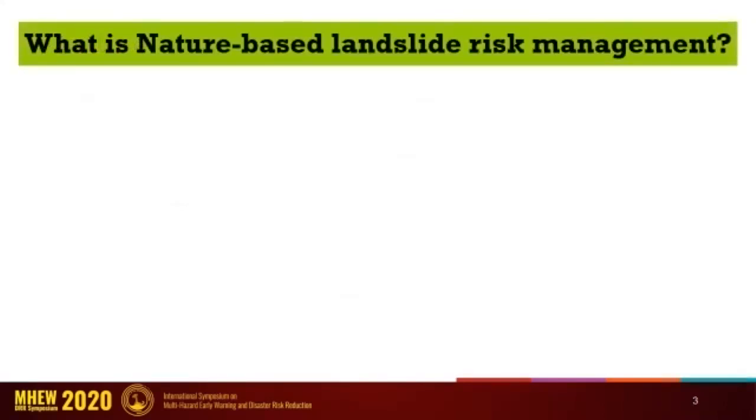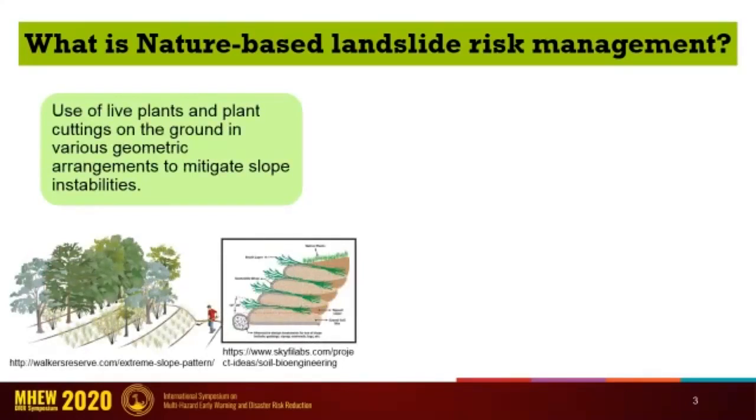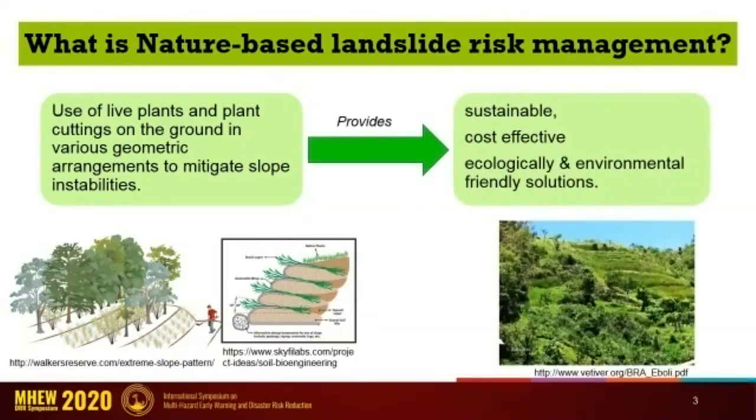What is nature-based landslide risk management? It's a novel technique which at present is gaining popularity in Asian countries such as Nepal, Bangladesh, Thailand, Hong Kong, etc. Generally, this involves use of plant species to mitigate slope instabilities, providing sustainable, cost-effective, ecologically and environmentally friendly approaches for landslide disaster risk reduction.